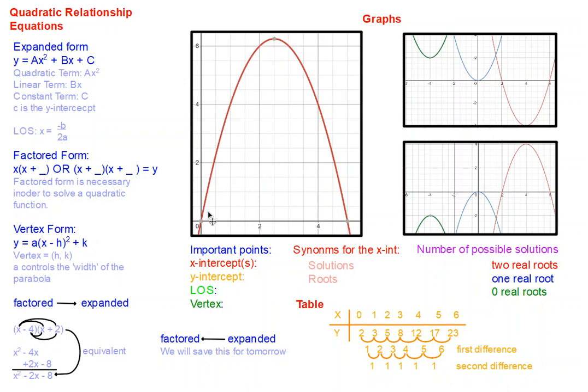So if you were to look at this graph right here, this would look an awful lot like the flight path of a ball that you threw up into the air. So when you're talking about anything in physics, about things flying, we're talking about quadratic relationships.